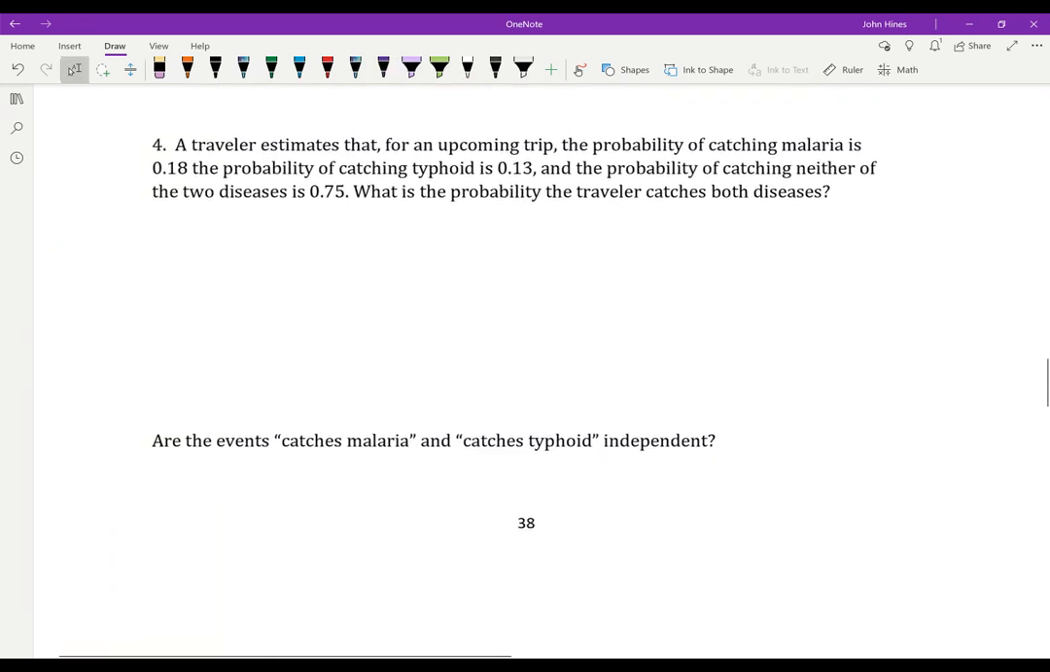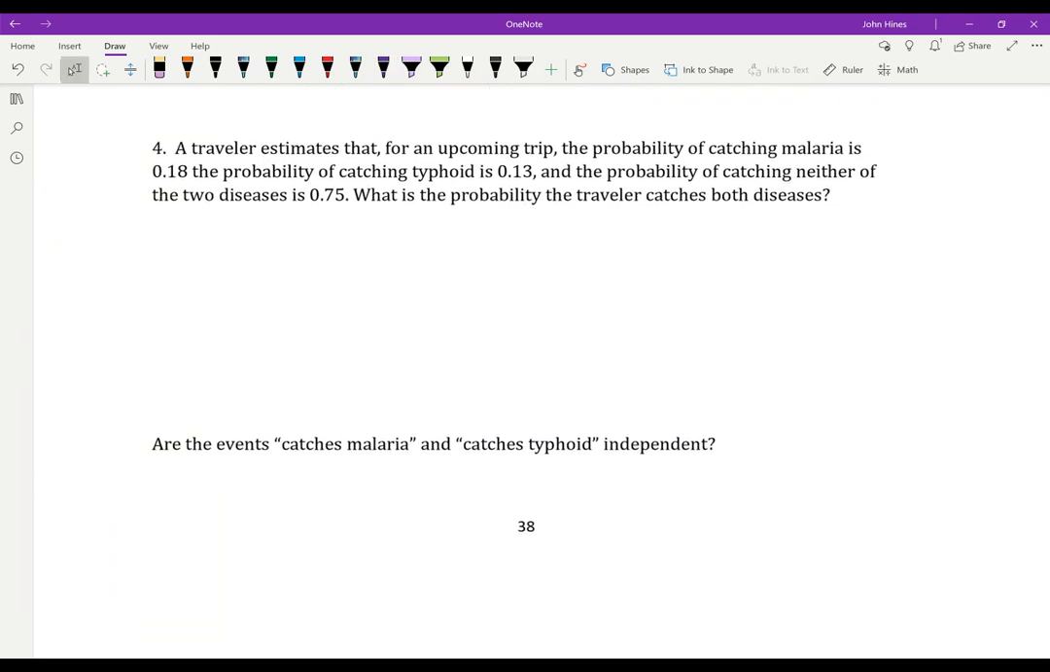Last one, and the last one kind of brings us back to some 7th grade health here with typhoid. So a typhoid Mary here. A traveler, we'll call her Mary, estimates that for an upcoming trip, the probability of catching malaria is 18%. That sounds like a great trip to go on. There's only an 18% chance you get malaria. Oh, and then a 13% chance that you get typhoid. Lovely. The probability you get neither of these diseases is 75%.